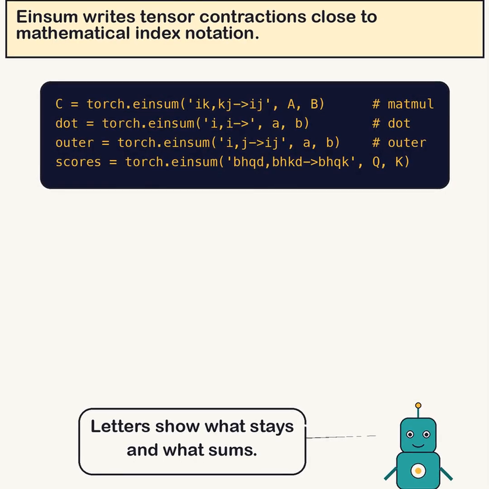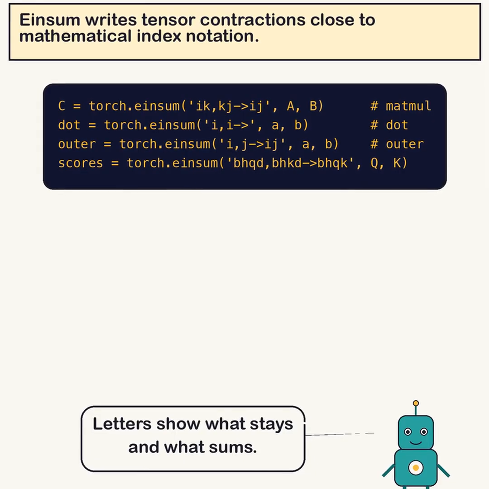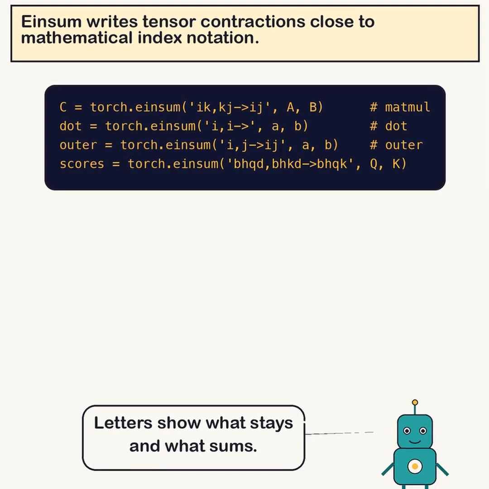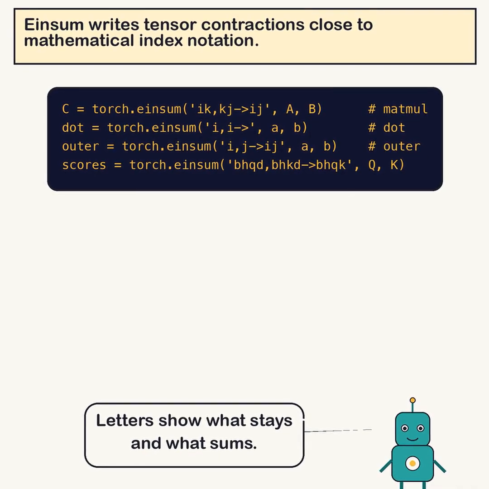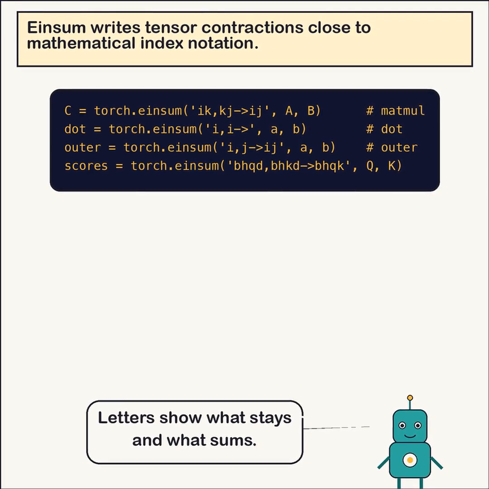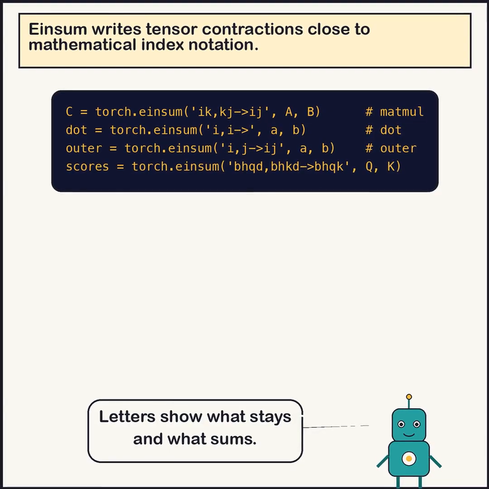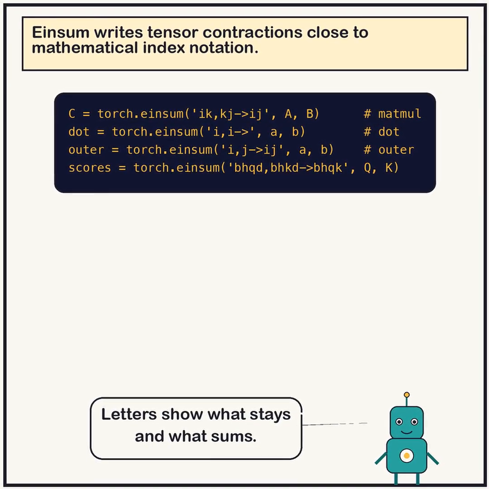Einsum labels axes with letters. Letters that vanish after the arrow are summed. Letters that remain after the arrow become output axes. This makes matrix multiplication, dot products, outer products, and attention readable. Real-world analogy: einsum is like a shipping label that states exactly which axes are matched, kept, or packed away.